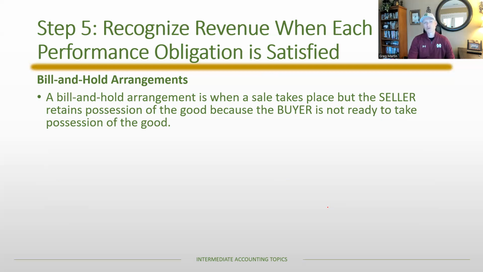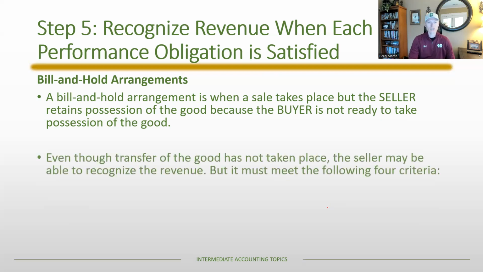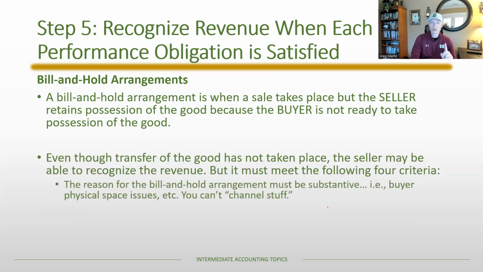So as we walk through this, what does that look like? Here's the key. Even though the transfer of the good has not taken place, the seller, the lumberyard in this case, may actually be able to recognize the revenue now, even though the transfer really hasn't taken place. But there are 4 specific criteria that must be met in order to do this. First, there must be a material or substantive reason that there is a bill and hold arrangement.